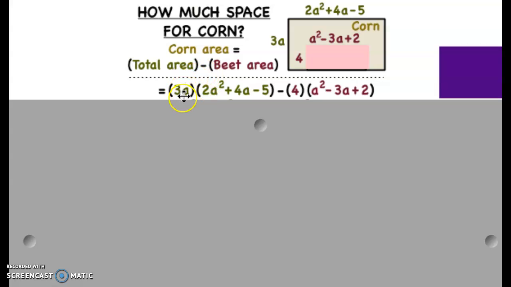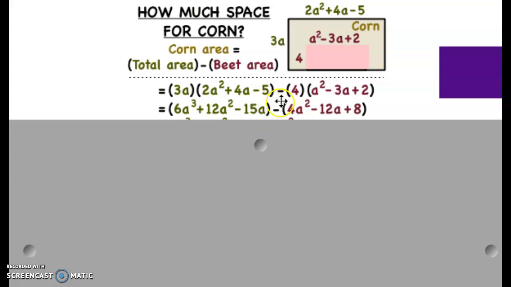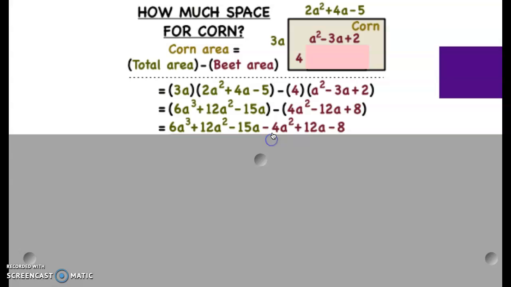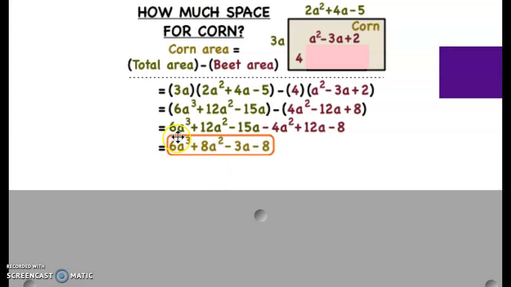So we'll distribute the 3a. 3a times 2a squared is 6a cubed, right? 3a times 4a is 12a squared. 3a times negative 5 gives me negative 15a. Then I'll distribute the 4: 4a squared minus 12a plus 8. Because I'm subtracting, remember I have to distribute that subtraction sign and change all of the signs of the second polynomial. And then the last step is just combine like terms. My final answer is the area of this leftover region of my garden, leaving out the area where I plant the beets.